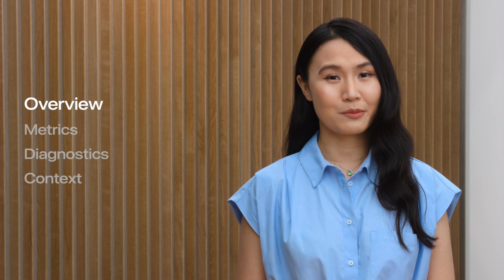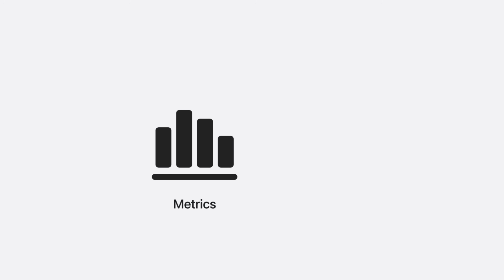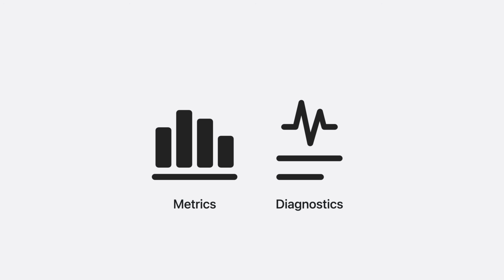I'll start with an overview of the framework. Optimizing your app's performance is a process. You start by collecting data and analyze it to identify problems. For each problem, you triage it to find the root cause, fix it, and go back to step 1 to monitor the results. MetricKit is a collection piece in that workflow. The framework provides two types of data, metrics and diagnostics. Metrics give you a sense of whether an area of performance is improving or worsening overall, while diagnostics tell you which code path is causing a performance problem.